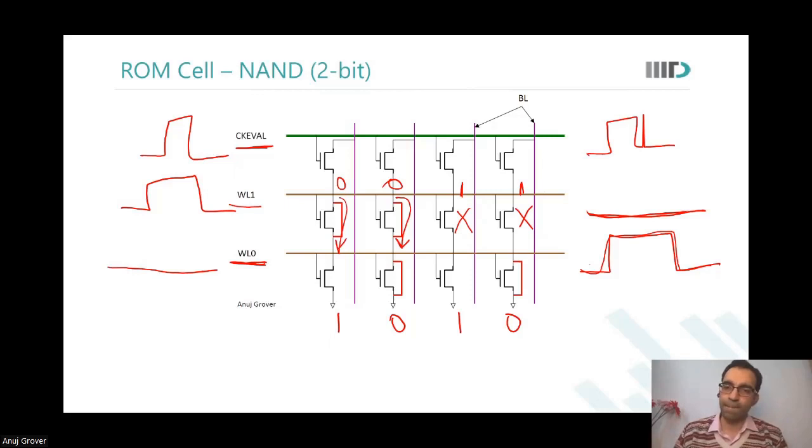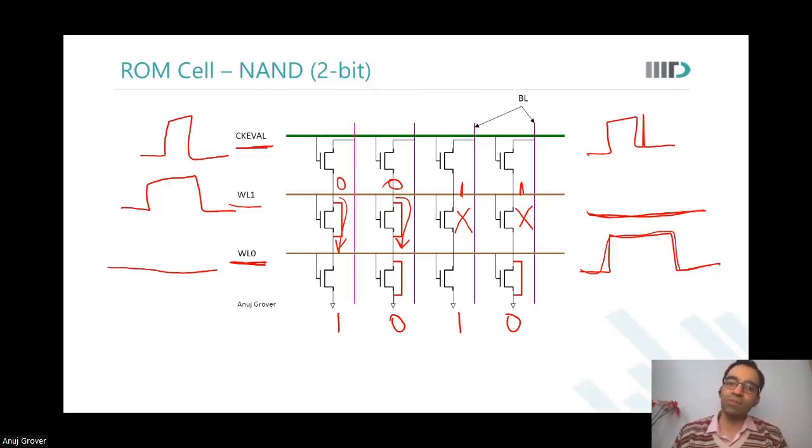So how am I reading a 1 there? There is no current path in the third column, right? Is there a path in the third column? My word line 1 is 0. Yeah, there is no path. Yes, sir. Okay. So I read 0011.